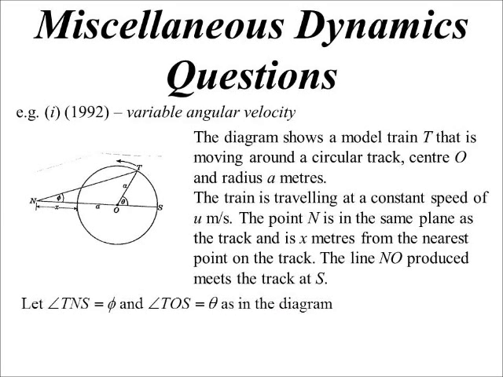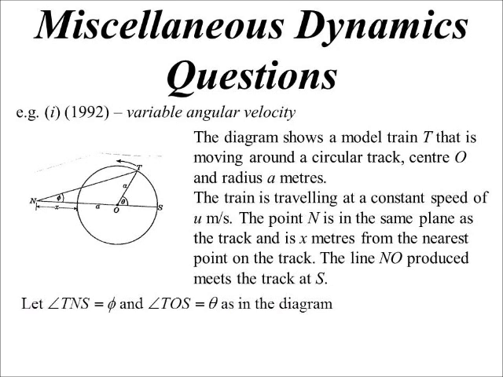Just want to finish off looking at this motion stuff by looking at a handful of questions that have appeared over the years, going right back. I mean, this one was 1992, but different sort of looking problems. This one in 92 caused a bit of a fuss at the time because the syllabus says we only deal with constant angular velocity. But this question actually had variable angular velocity in it.